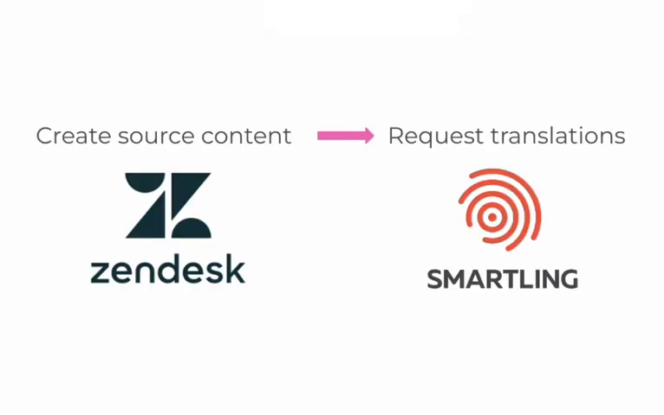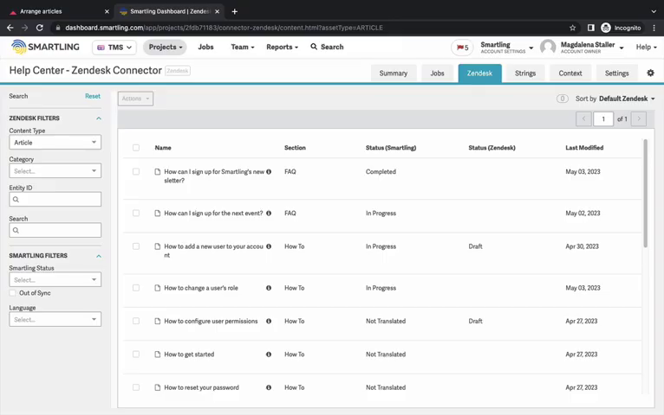Once the connector is configured, you can now begin sending content from Zendesk for translation. Simply follow your usual process to create the source content in Zendesk. Everything else then happens directly in Smartling. Provided that you have a Smartling user account with an account owner or project manager user role, you will be able to request and monitor translations from the Zendesk tab in your Smartling project.